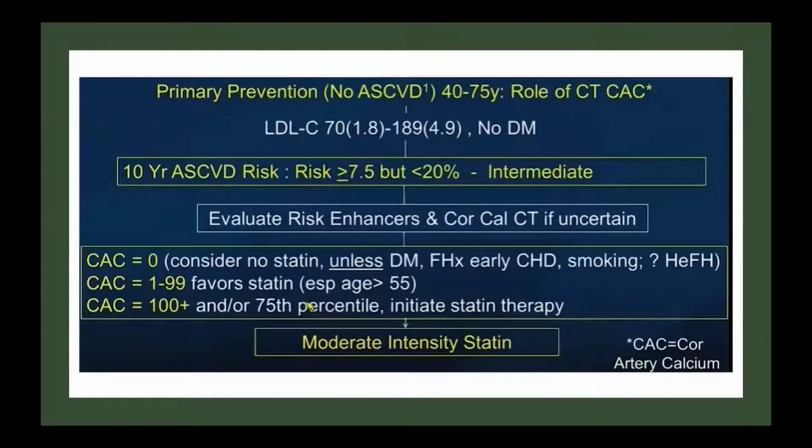You evaluate what we call the risk enhancers, like lipoprotein(a) or high-sensitivity C-reactive protein. You need to go into the details, and later on we'll discuss dyslipidemia and all these things. Now, the calcium scoring, this is where you need to understand: if the calcium score is 0, there is no need for a statin unless the patient is diabetic or has a clear history of coronary heart disease or a history of smoking. If it is between 1 and 99, it favors starting a statin, especially if they are more than 55 years of age.